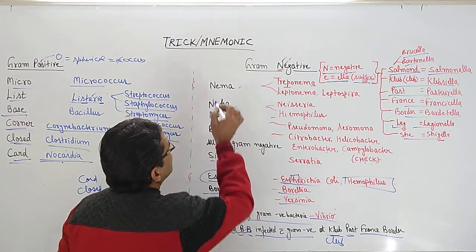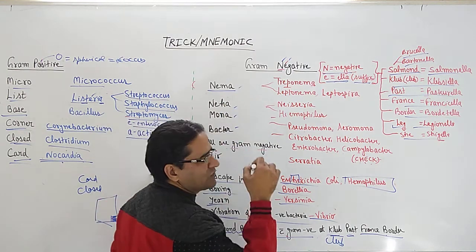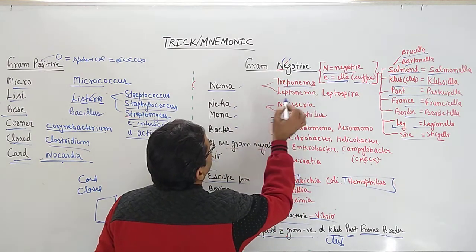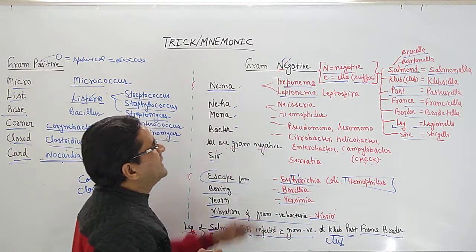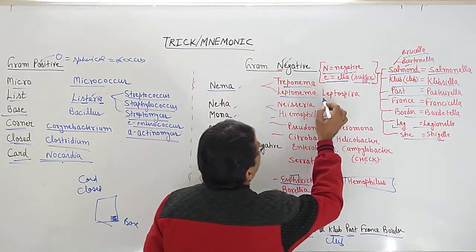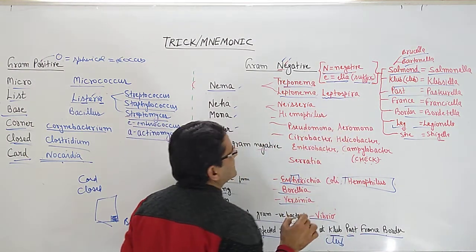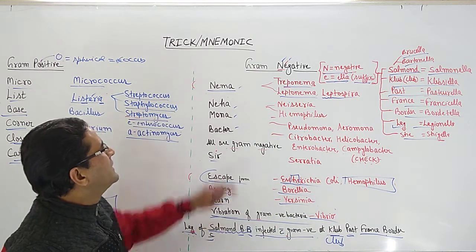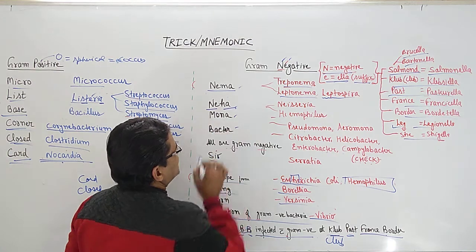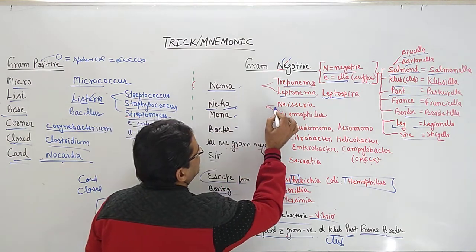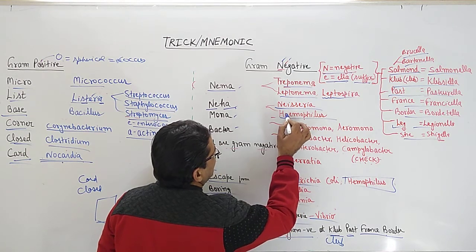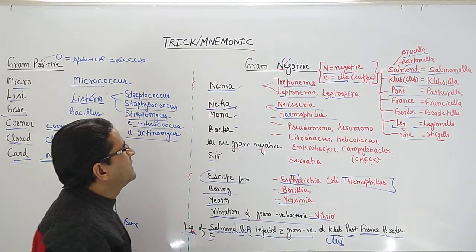Okay, Nema. Now, in the name of which bacteria does Nema come? Nema means Treponema, then Leptonema. Leptonema, and here only one more term is there, Leptospira. Just to remember, you keep in mind. So this is the Nema thing. Now Neha, separate this. Ne means Neisseria, He means Haemophilus, Hae or He.